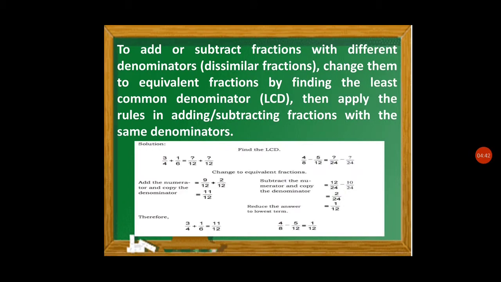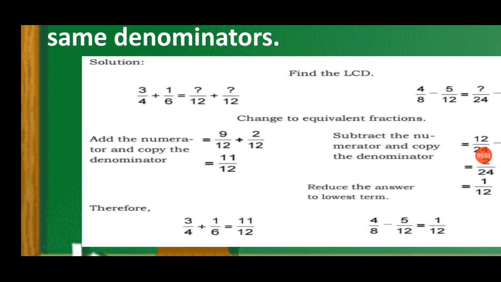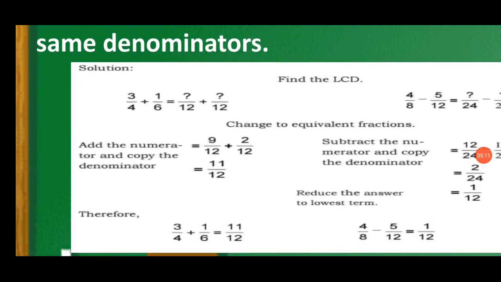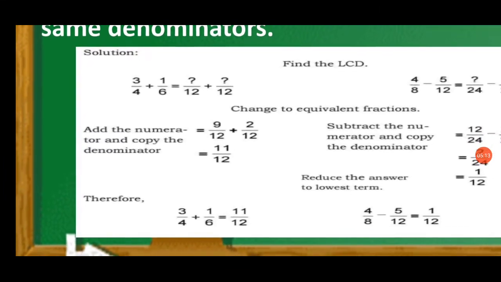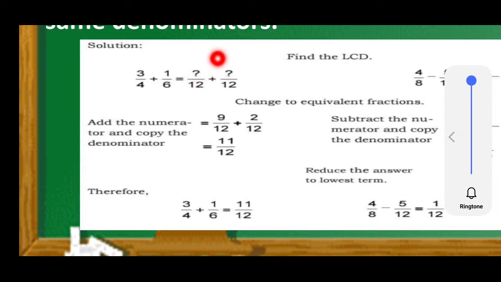To add or subtract fractions with different denominators, or dissimilar fractions, change them to equivalent fractions by finding the least common denominator or the LCD. Then apply the rules in adding and subtracting fractions with the same denominator. So we have to find the LCD; given here, the LCD is equal to 12, because the multiples of 4 are 4, 8, 12, 16, 20, and the multiples of 6 are 6, 12, 18, 24. So our LCM is 12, therefore that must be used as the LCD. So how are we going to find the values of the question marks given?